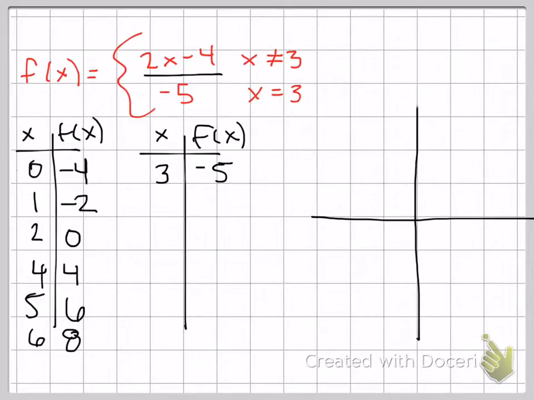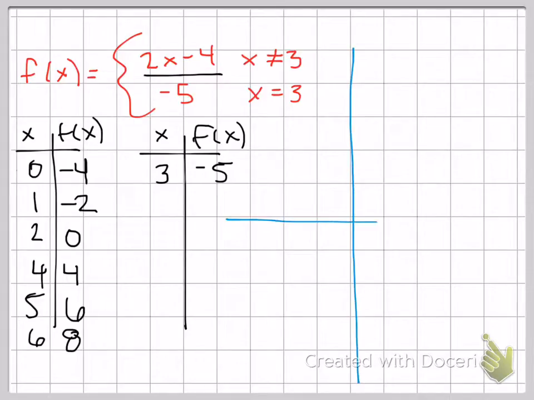I'm actually going to move this over a little so we can see more of the picture. So at 3, negative 5, 1, 2, 3, 4, 5, we have a closed dot because it's where it's defined. The rest of the dots, so I have a 0, negative 4, a 1, negative 2, 2, 0, a 4, 4, and so on. Now, notice the only value that it is not defined at is at 3.